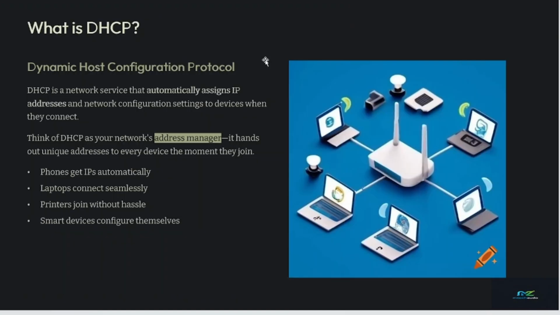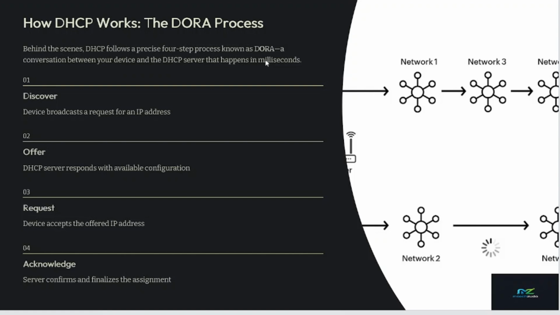Now, what is DHCP? DHCP stands for Dynamic Host Configuration Protocol. It's a network service that automatically assigns IP addresses and other network settings to devices when they connect. Think of DHCP as your network's address manager. It gives every new device a unique address the moment it joins the network. That means your phone, laptop, printer or smart TV all get their IPs without you having to touch a single setting.